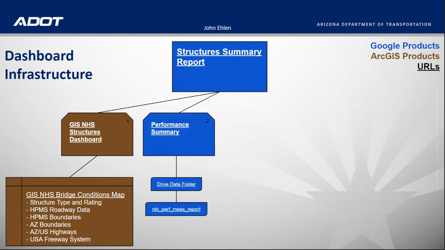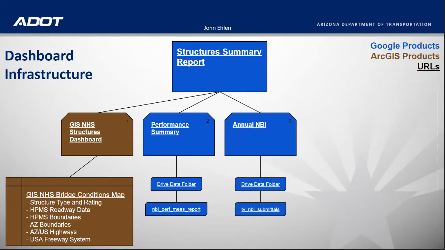Our next tab, the performance summary tab, is the report summary and the details that provide current and historical rollout metrics for structures across the state. And you can see that this tab is directly fed by a table inside of our Google Drive. Next, we have our annual NBI tab, which, just like the performance summary tab, is a Google Data Studio product and lives in Google Data Studio. So all of that in the blue is coming from Google Data Studio.